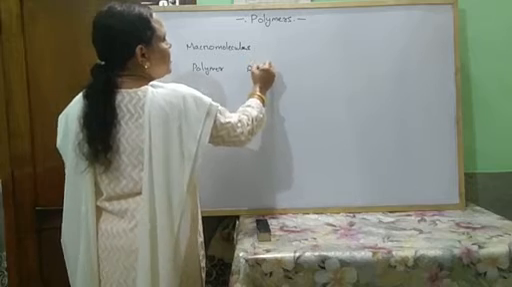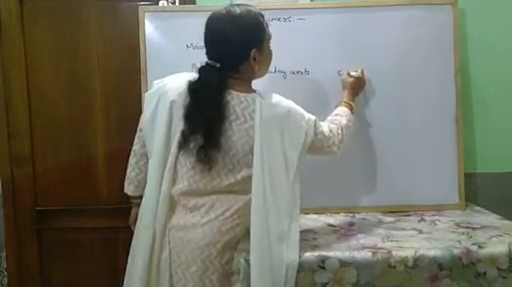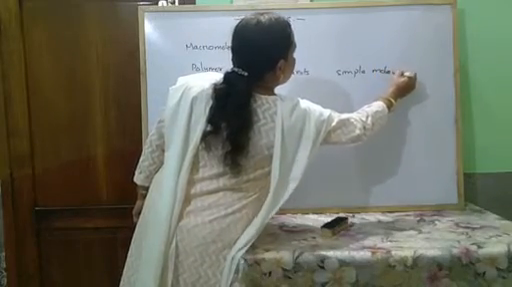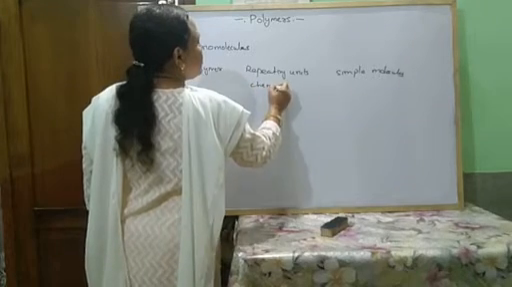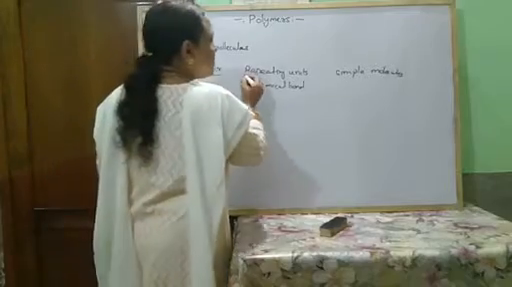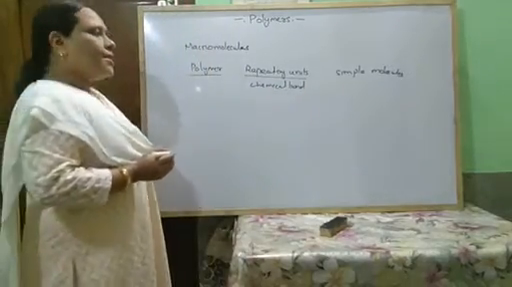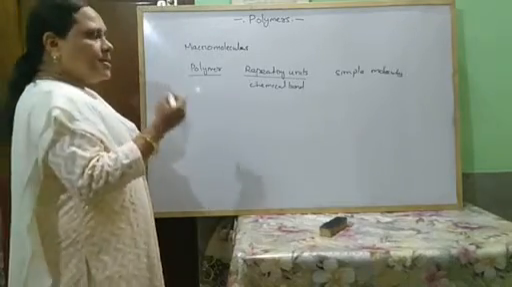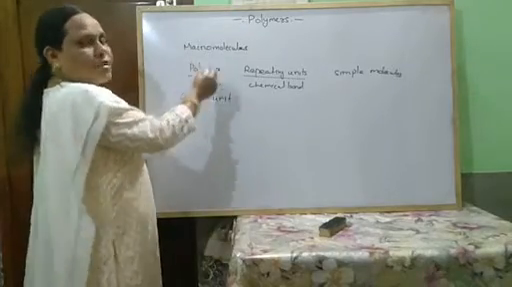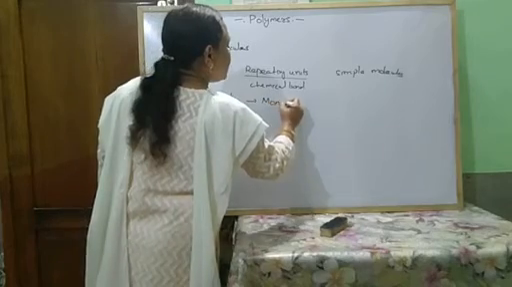So these are repeating units which are formed by some simple molecules through chemical bond. Polymers are macromolecules having high molecular mass, consisting of some repeating units of simple molecules which are bonded by some chemical bond. The simple units or simple molecules which combine to form this polymer are known as your monomers.